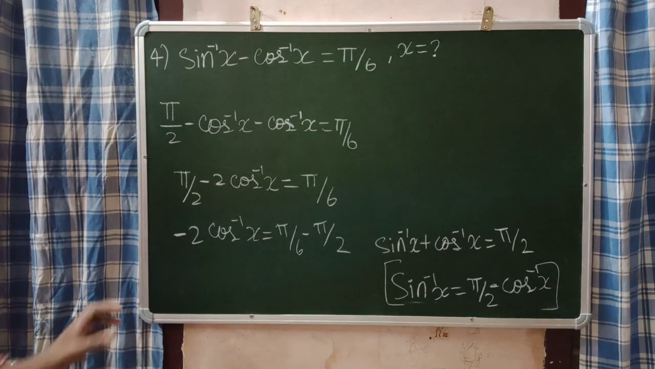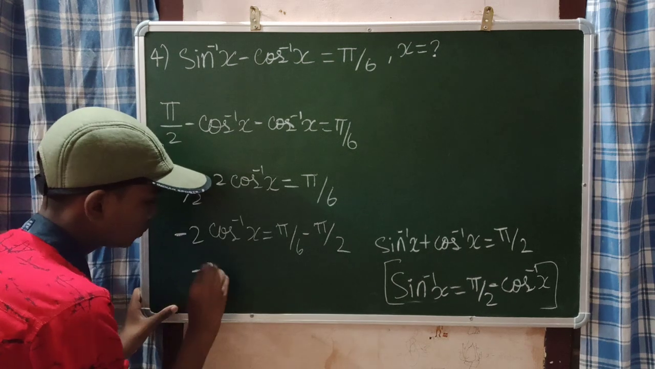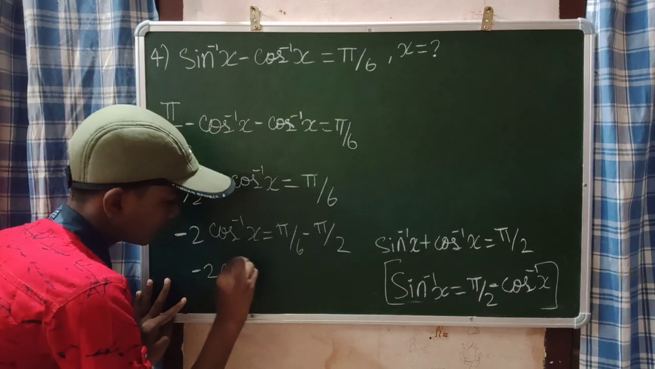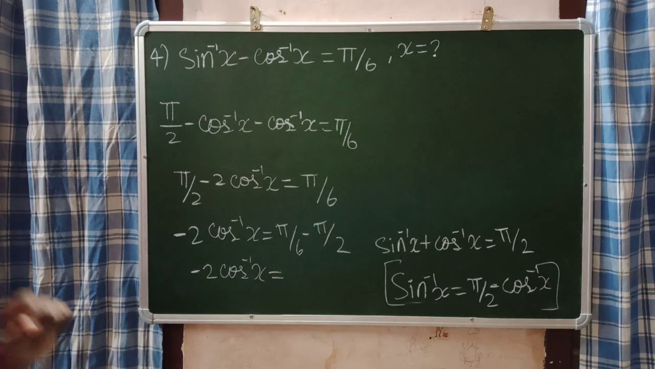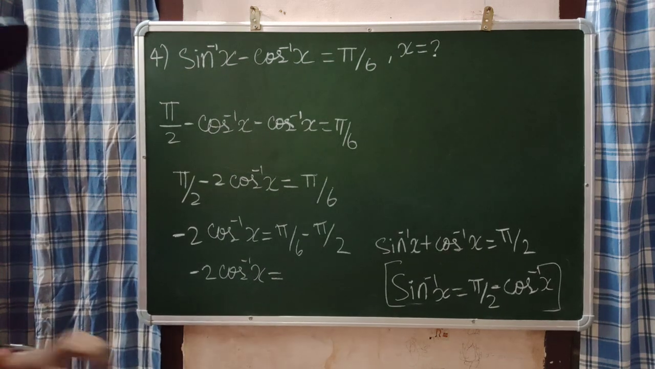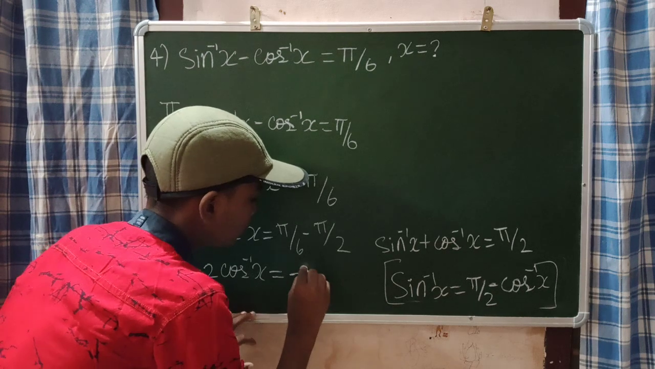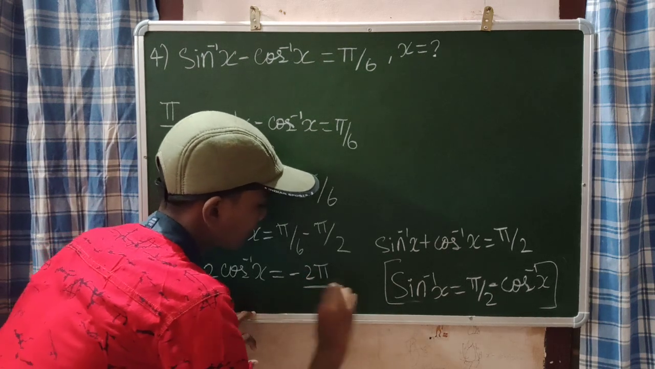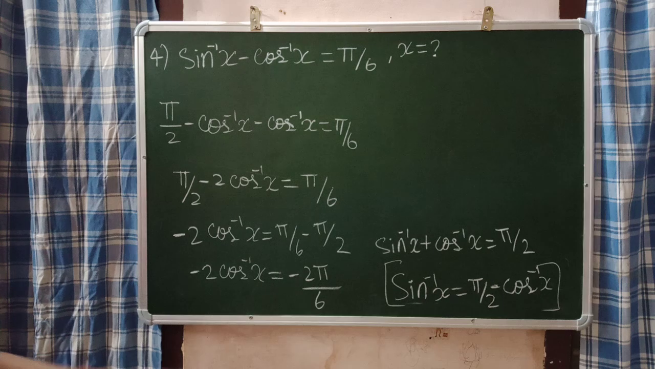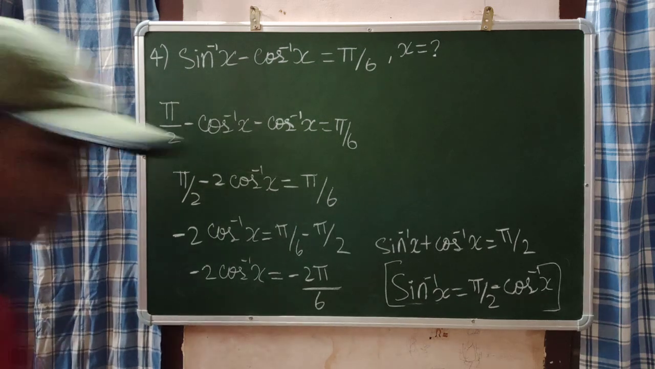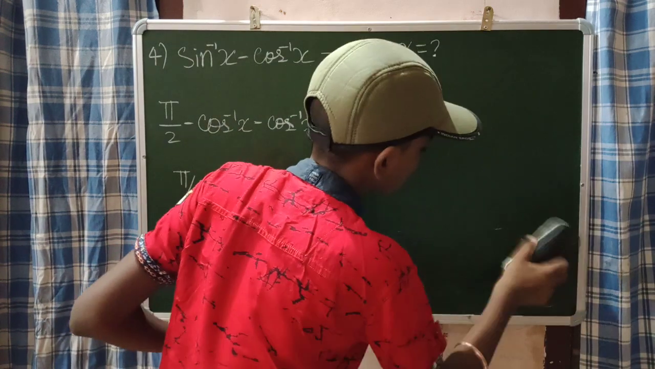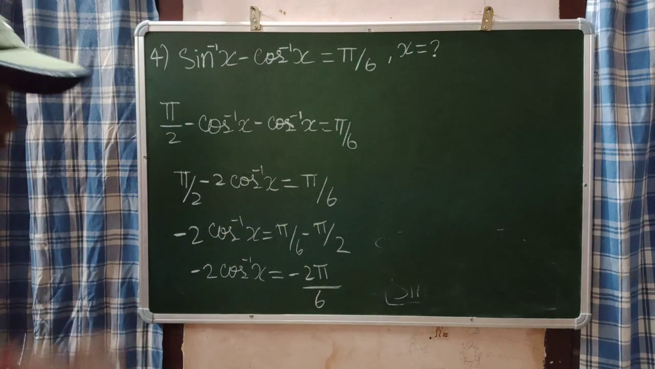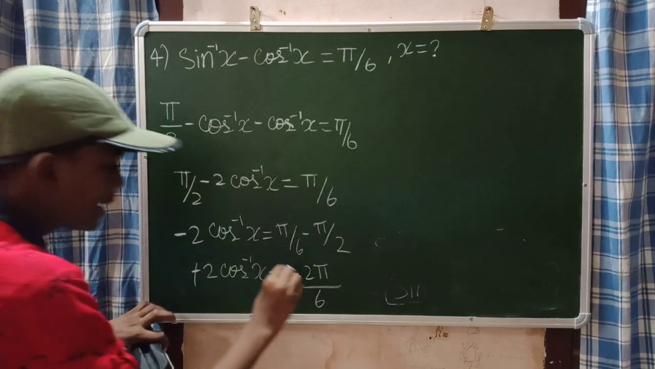Now minus 2 cos inverse of x will be equal to pi by 6 minus pi by 2, which will be what? That will be minus 2 pi by 6. Correct now guys? So pi by 6 minus pi by 2 will be minus 2 pi by 6. Guys, remember this formula: sin inverse of x plus cos inverse of x will be pi by 2. Now I would cancel this minus and minus.